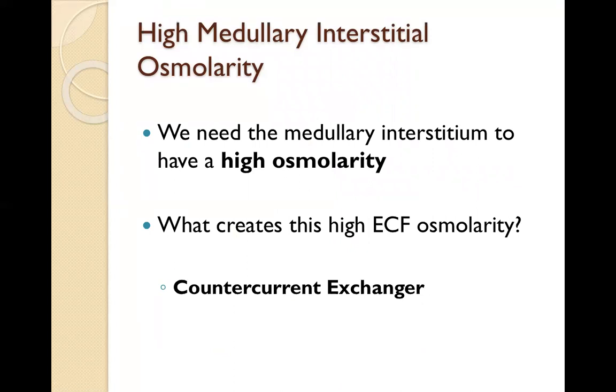So there's a higher medullary interstitial osmolarity, and we need that medullary interstitium to have high osmolarity. We need that because that will allow for the ability to concentrate urine to varying degrees depending on how much water you need to conserve. And the question is, what creates this high extracellular fluid osmolarity? And the answer to this is the countercurrent exchanger.